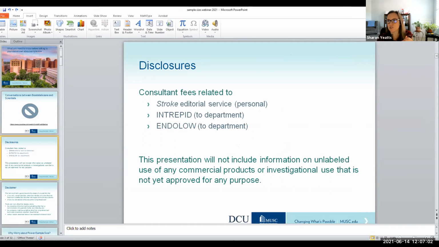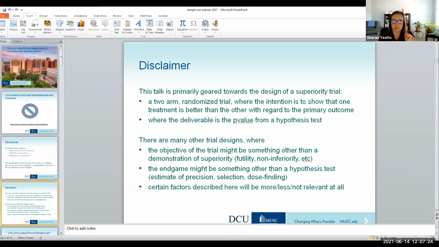So we'll start with a couple of disclosures. I don't have anything that is relevant to this talk, but I do receive some consultant fees for various things. I've reworked the talk so that any examples, although they are sort of real life examples, don't actually reference any unlabeled use of anything. So we don't have to worry about that.